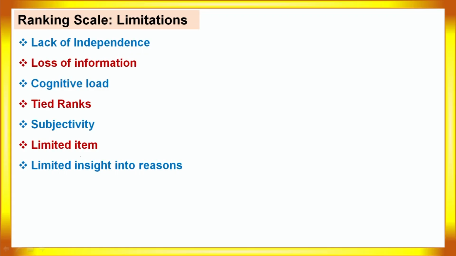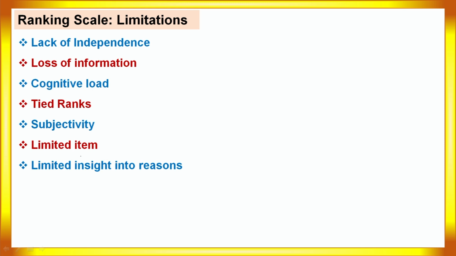Now, the next limitation is the tied rank. It is possible that among the items or stimuli you are ranking, you prefer to give some of them the same rank, or you think they have the same weightage in terms of your response. In that case the ranking scale does not provide any opportunity for the use of tied ranks. And again, rankings are much more subjective in nature when compared with the rating scale or the use of rating.